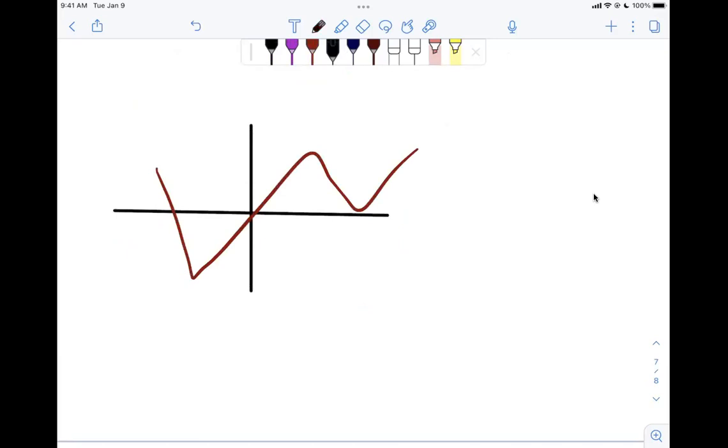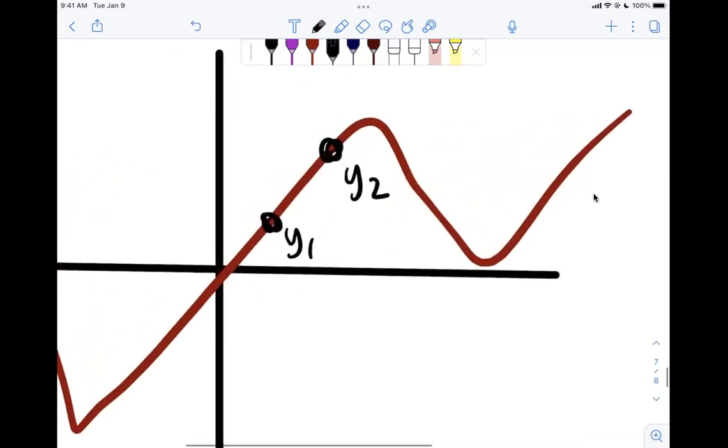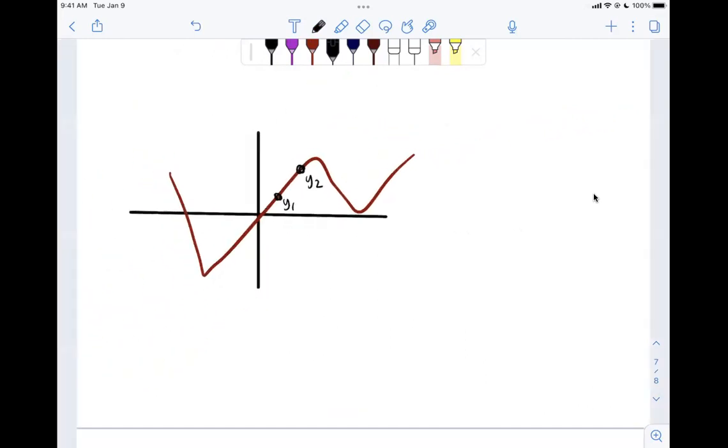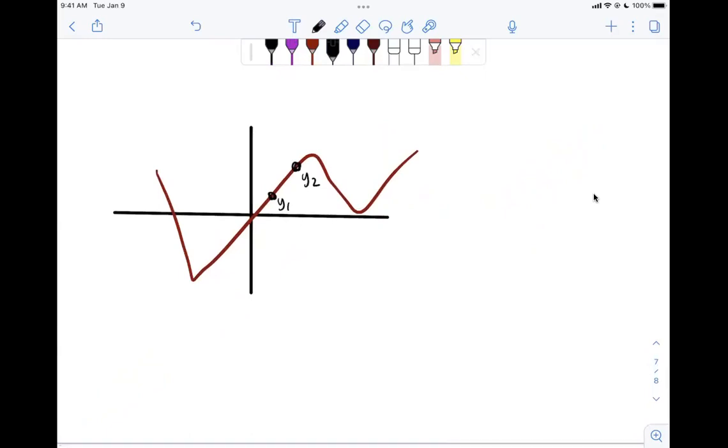And we have 2 values that the function takes, y1 and y2, and it has to be continuous on the interval between these 2 points. And then we pick any value between the two, then the function takes that value as well. So basically it can't have any holes or skip any values when it's going from y1 to y2. Now the extreme value theorem applies specifically to functions on closed and bounded intervals.